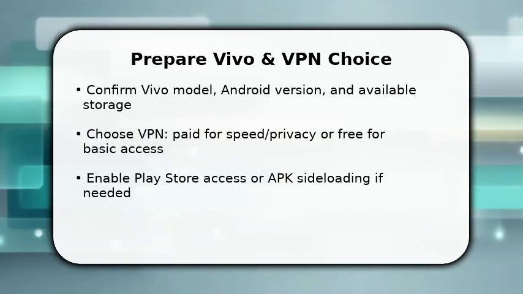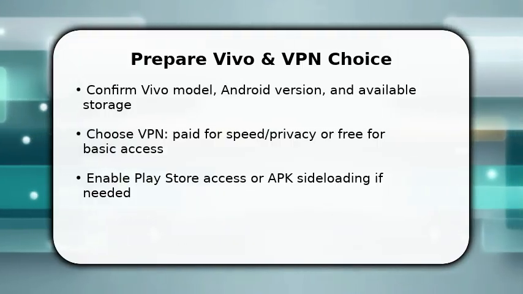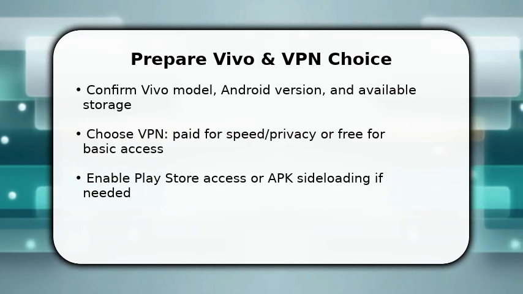Make sure Install Unknown Apps is enabled only for the installer. Download the VPN app, then tap Install. You're ready to move into configuring it.